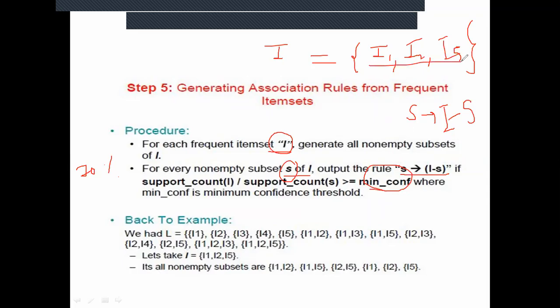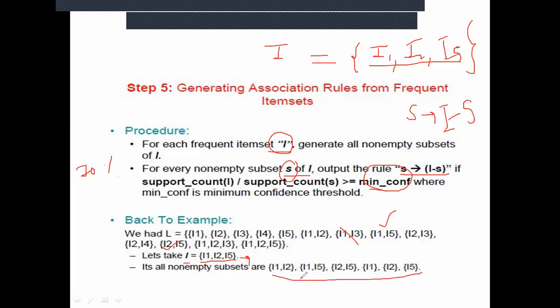Now I'm taking this frequent itemset that we had generated in L3, that is I1, I2, and I5. This is my I. What are the different subsets of that? Different subsets can be I1, I2, I5, then I1, I2, I1, I5. All these are your subsets. I2, I5 is there, like all these things. Is it clear? All these would be generated, fine.